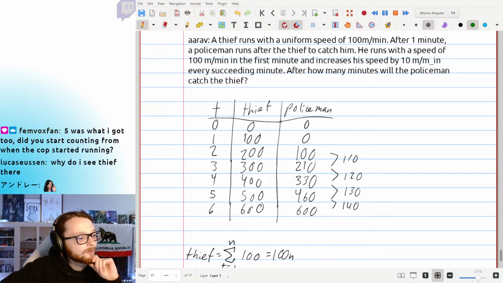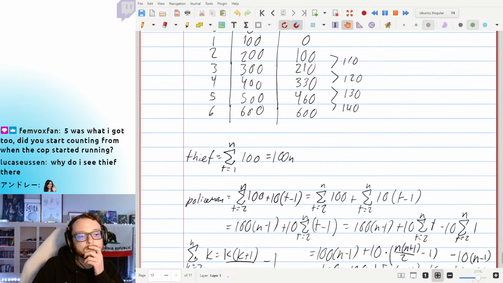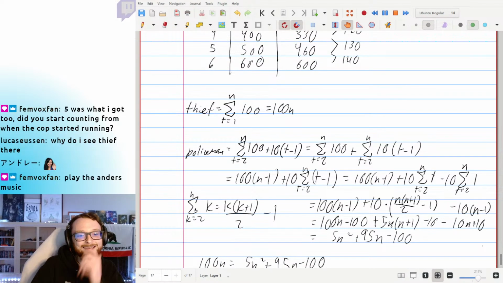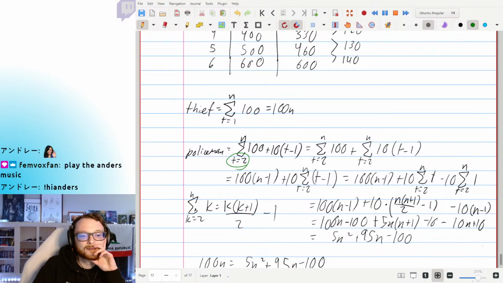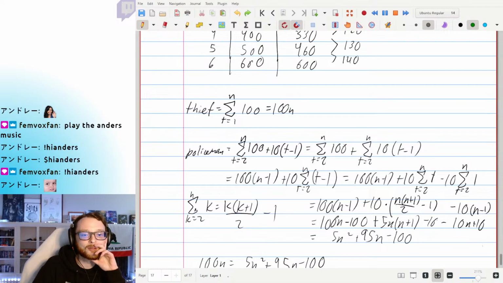Shouldn't there be times t minus 2 for the policeman, not t minus 1? I'm starting from t equals 2. I don't think so. Oh, maybe you're right. It should be t minus 2. So I'm getting the first one is 110. Yeah, Axel, that's a good point. The first term in this summation is 110, and it should be 100. I did do something slightly wrong there.